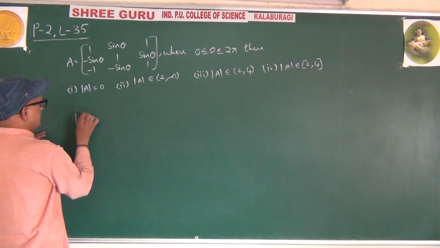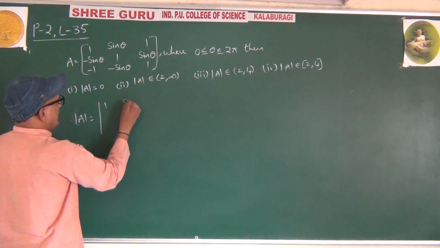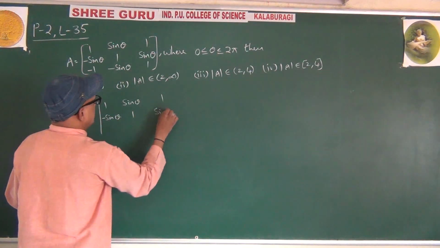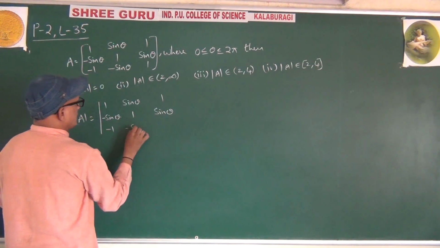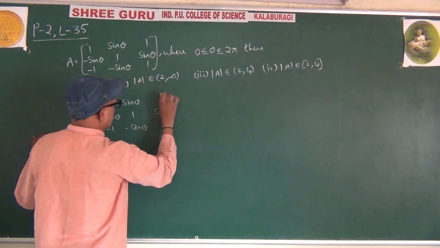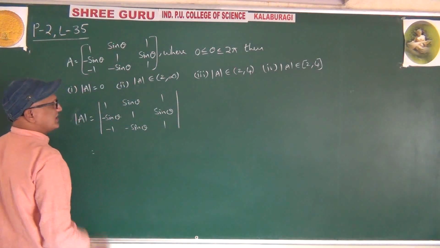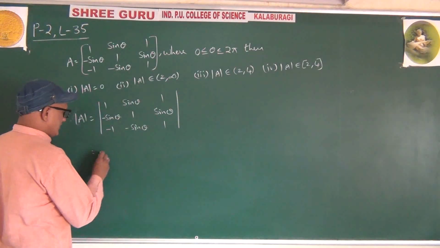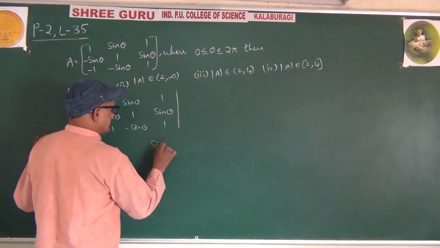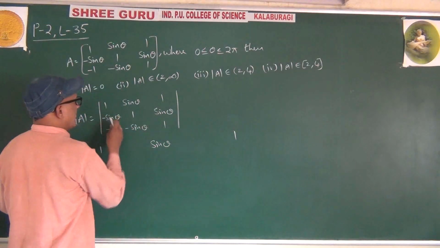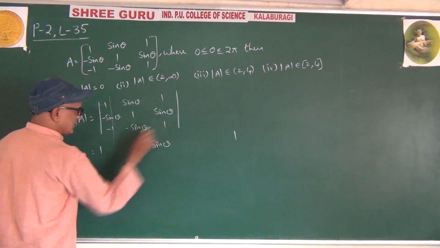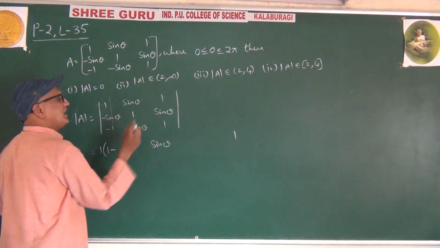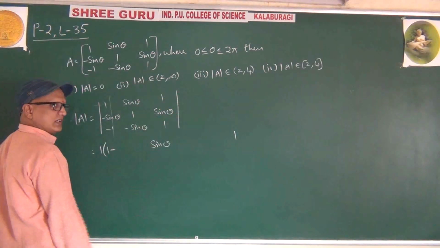Determinant A equals 1, sin theta, 1; minus sin theta, 1, sin theta; minus 1, minus sin theta, 1. Determinant expansion can be done by using any row or any column. I am expanding this determinant by using the first row. 1 into 1 into 1, minus, immediately minus sin theta into minus sin theta, minus sin square theta.